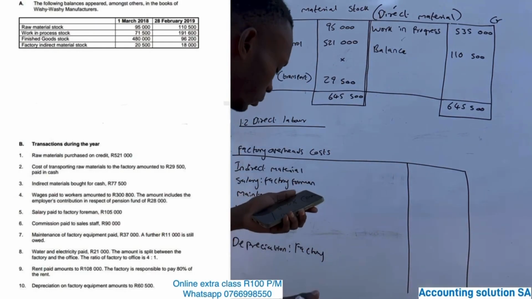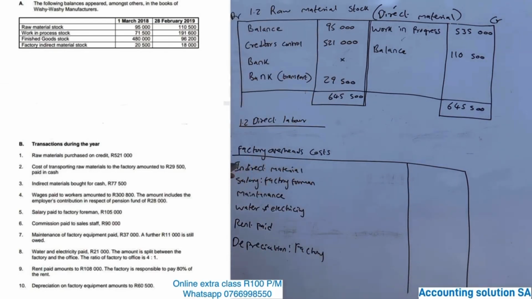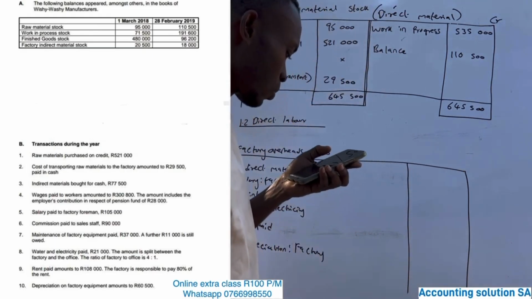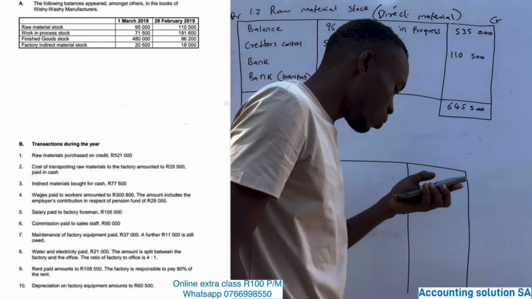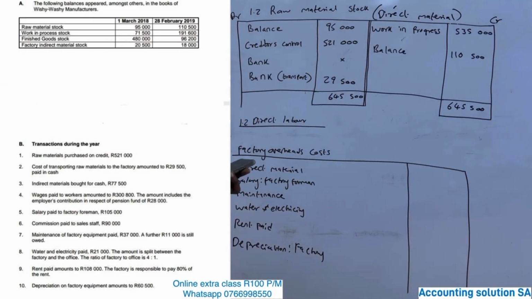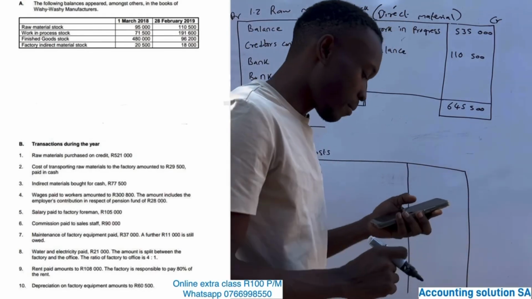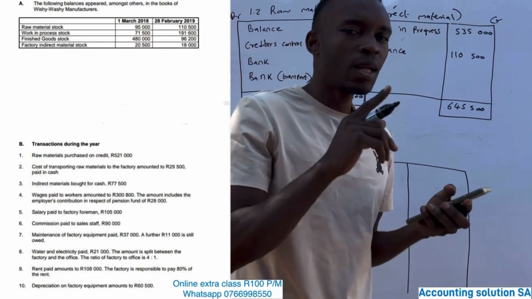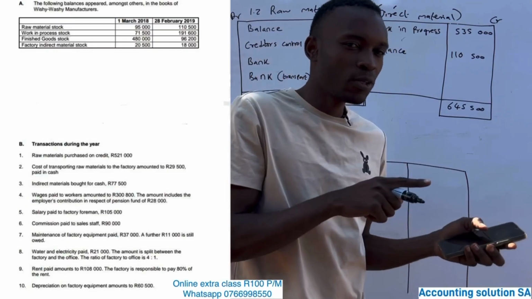Okay, moving to the next one. The next one, we are going to calculate direct labor. Transaction number 4: wages paid to workers amounted to 300,800, and they say the amount includes the employer's contribution in respect of pension fund of 28,000. They say that the amount of 300,000 has included 28,000 of pension fund. Now they want to test whether you know that that amount must be included or not.